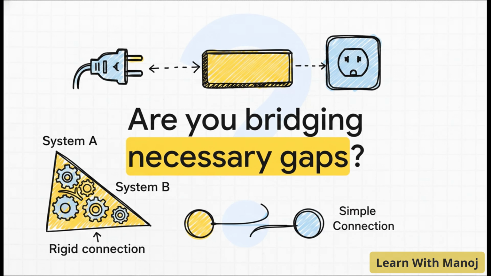Which brings us to our final thought to leave up on the whiteboard today. As you approach your next project and you inevitably find two things that just don't quite fit, I really want you to ask yourself this. Are you bridging necessary gaps between rigid, unchangeable systems, or are you just over-engineering simple connections that could be solved by just writing better, cleaner code in the first place? Remember, an adapter is a fantastic, incredibly useful tool when you absolutely cannot change the plug or the outlet. But if you have the power to just design them to match from the very beginning, that is always, always the better choice. Keep that rule of thumb in your back pocket, and you're going to use the adapter pattern like an absolute pro.